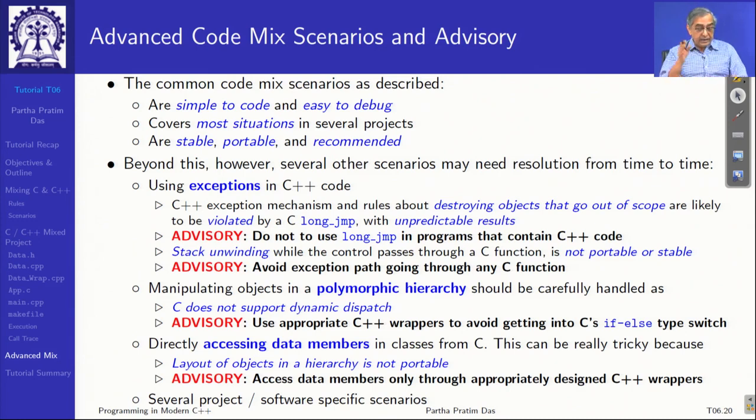And never access data members directly from C. You have got a pointer and you think that I will access the data member. Syntactically it will go through, but semantically it is a disaster, because the object layout as known to C is different from what it actually is in C++. So, if in C you directly want to access the data members, your address calculation for the data members would be all wrong. So, do not do it, always use wrappers for doing these tasks.